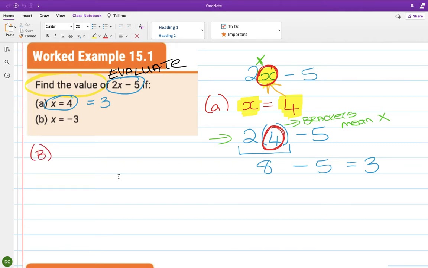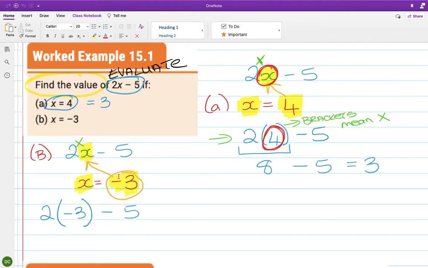So find the value of 2x minus 5. But this time they want x to be minus 3. So x is minus 3. So we're going to take that minus 3 and we're going to put it in here in place of x. So it becomes 2. Remember, there's a multiply sign here. So I'm going to show that with a bracket. Minus 3. And then I have my minus 5.